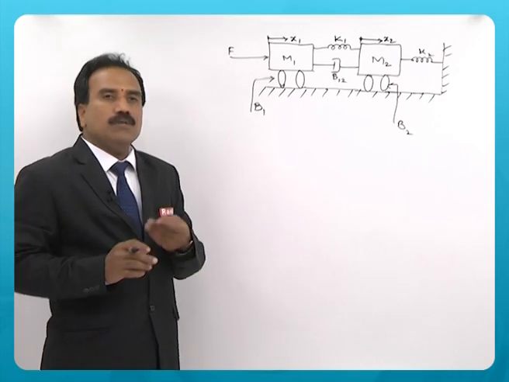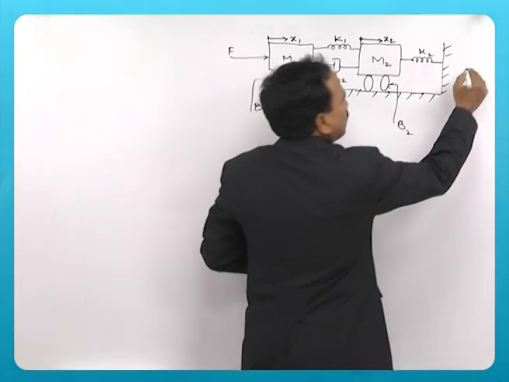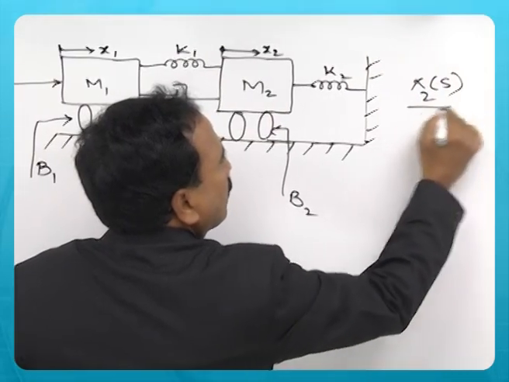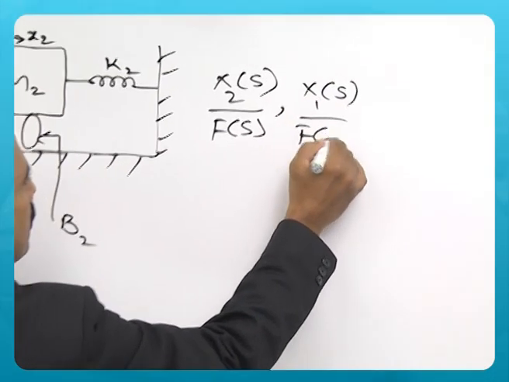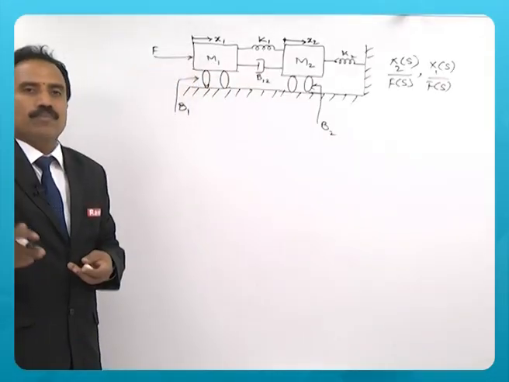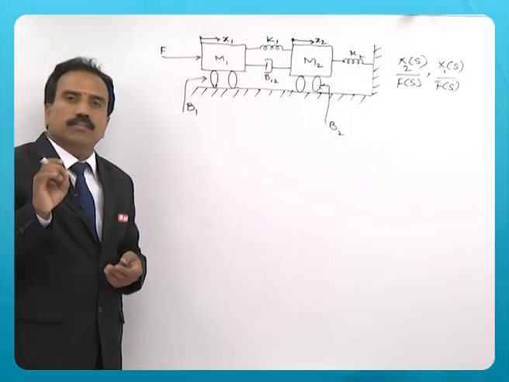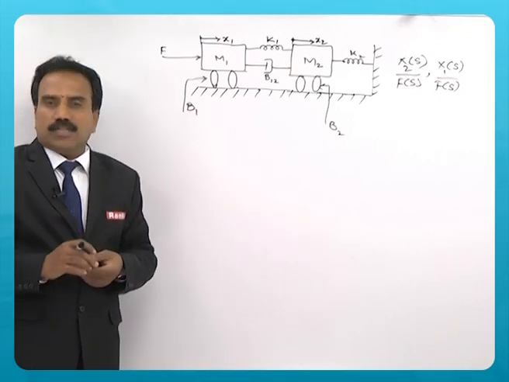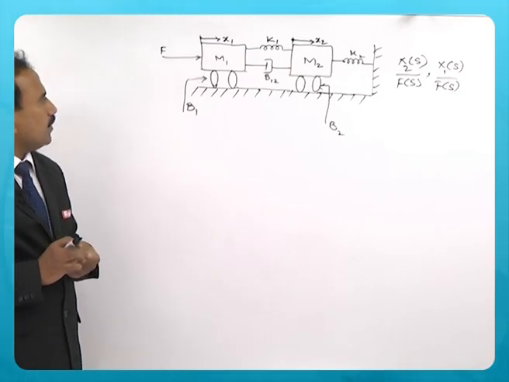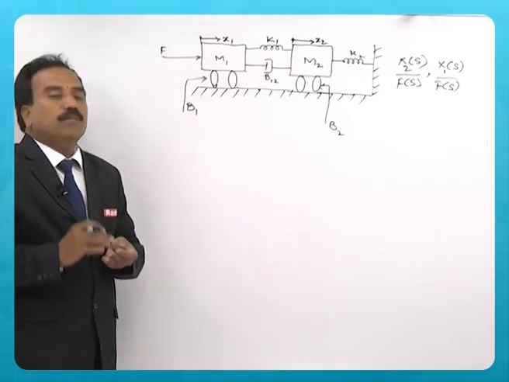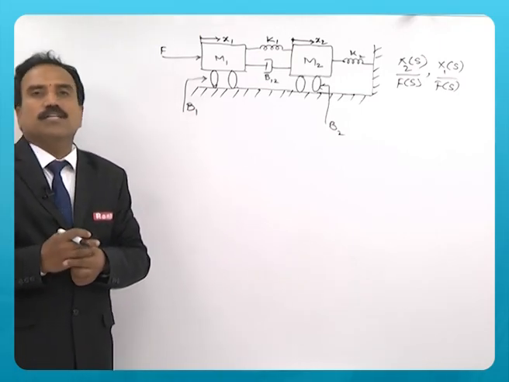Here also you may get a question: determine the transfer function between output x2(s) by F(s) or x1(s) by F(s). Whatever may be the output parameter, one should be able to write the equations using Newton's second law of motion. That is very, very important in a mechanical system. As we are not comfortable with the mechanical system, it is always good to draw its mechanical circuit diagram.